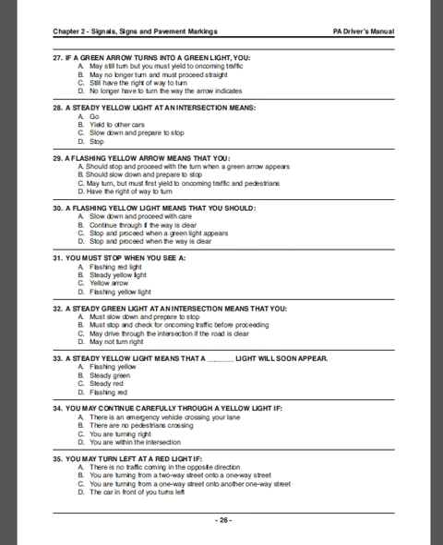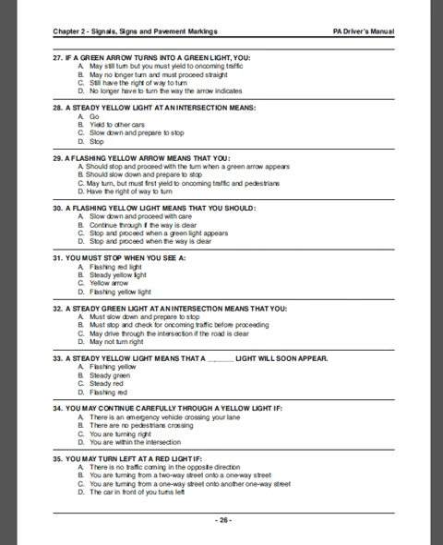34. You may continue carefully through a yellow light if A, there is an emergency vehicle crossing your lane. B, there are no pedestrians crossing. C, you are turning right. D, you are within the intersection. The answer is letter D. Continue carefully through a yellow light if you are within the intersection.